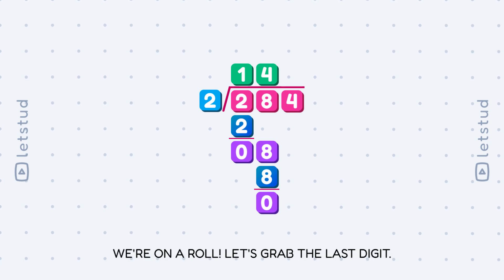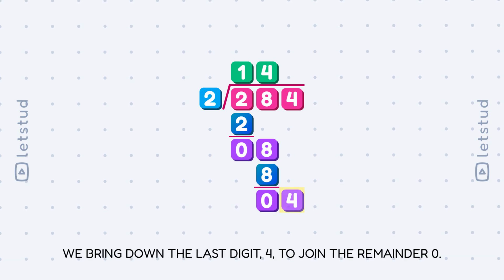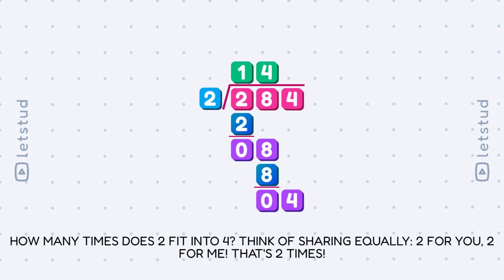We're on a roll, let's grab the last digit. Last but not least, we bring down the 4. This is our final digit. We bring down the last digit, 4, to join the remainder, 0. How many times does 2 fit into 4? Think of sharing equally. 2 for you, 2 for me, that's 2 times.